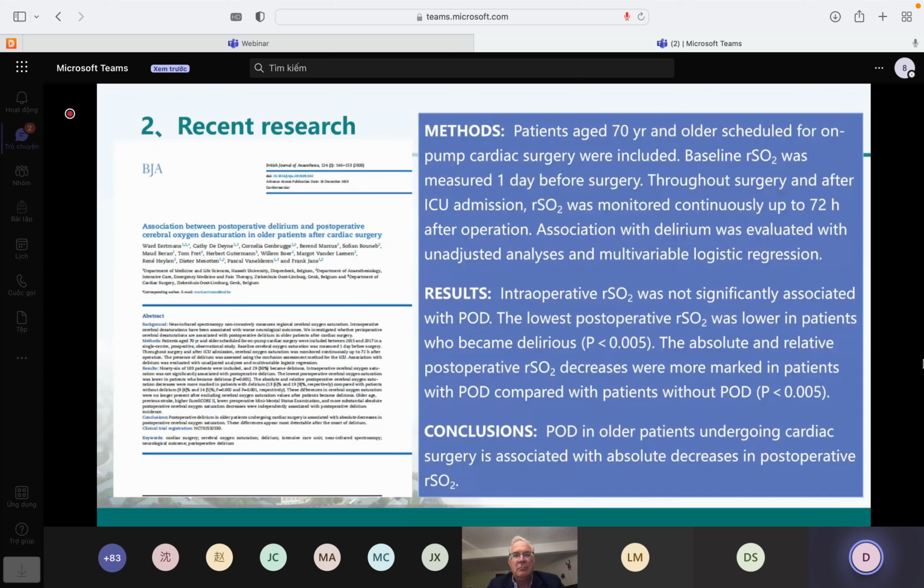Association with delirium was evaluated with unadjusted analysis and multivariable logistic regression. Results: intraoperative rSO2 was not significantly associated with POD. The lowest postoperative rSO2 was lower in patients who became delirious. The absolute and relative postoperative rSO2 decreases were more marked in patients with POD compared with patients without POD. The conclusion is that POD in older patients undergoing cardiac surgery is associated with absolute decreases in postoperative rSO2.